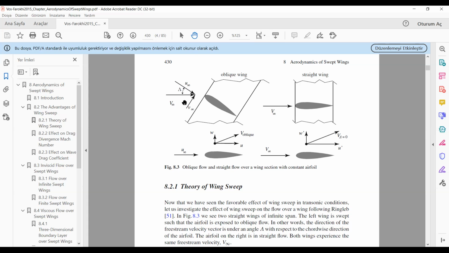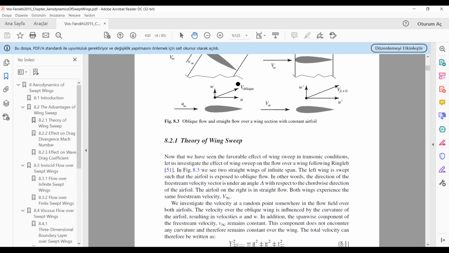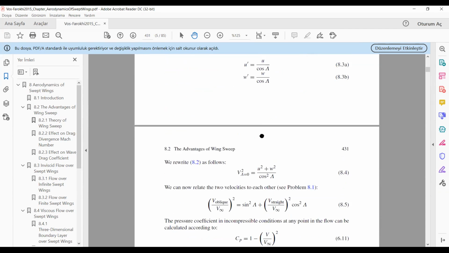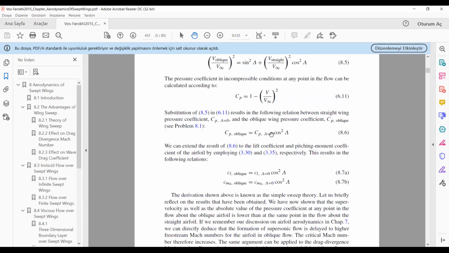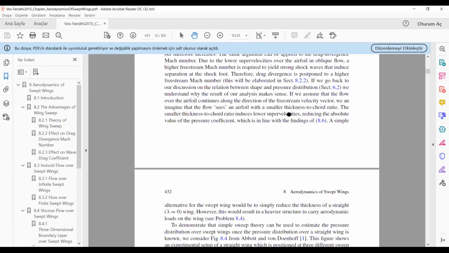Anyway, using the angle definitions and velocity vector definitions here, as you can see, the normal component gets reduced and the tangential component gets generated. That's what the guy in the video was saying, the span-wise velocity was generated. There are also simple equations that relate, for example, the CP, pressure coefficient, of an unswept wing, in equation 8.6 here, when lambda is equal to 0, to the CP of a swept wing through the sweep angle lambda. There are other details if you're interested.